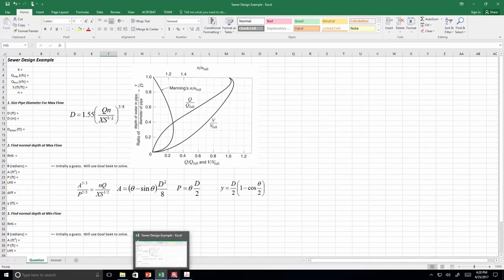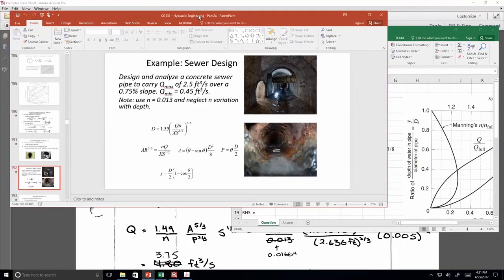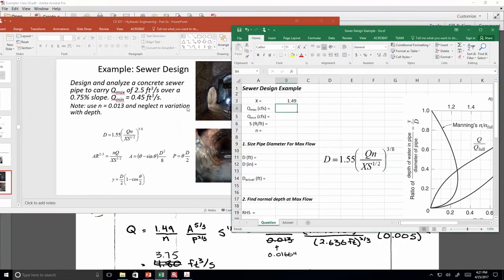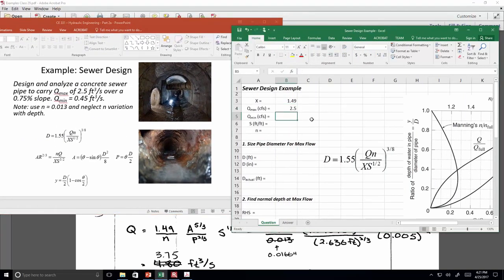All right, so the first thing is these are traditional units, and so the factor that we're going to use for X is 1.49. Our maximum flow rate from the problem description is 2.5 cubic feet per second. And then the minimum flow rate is going to be 0.45 cubic feet per second, and the slope is 0.75 divided by 100. Okay, so 0.0075, and then the N value, 0.013.